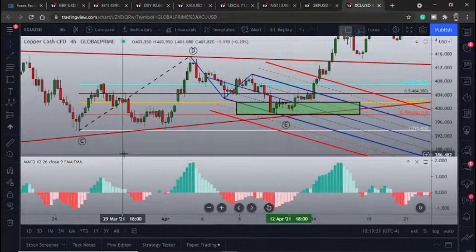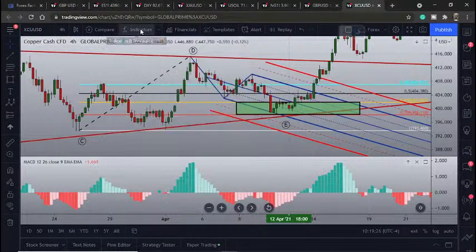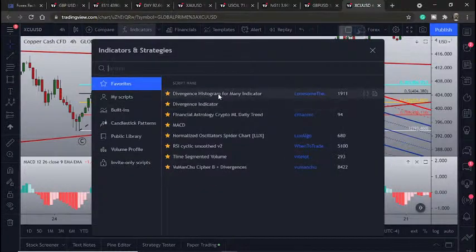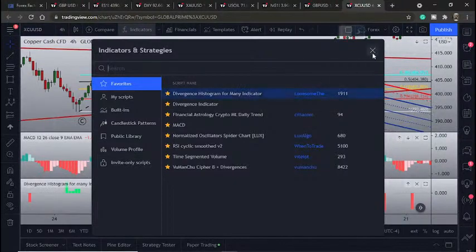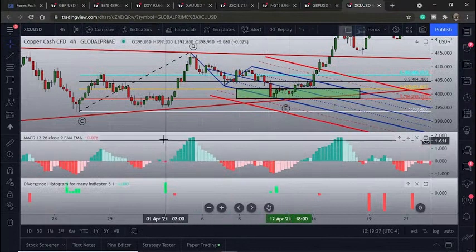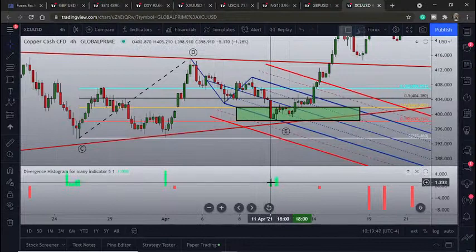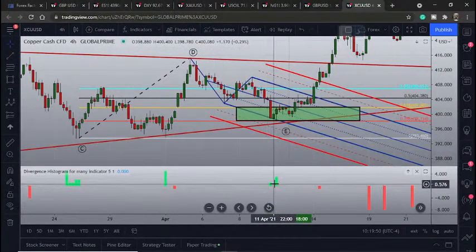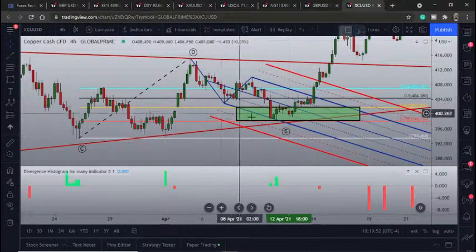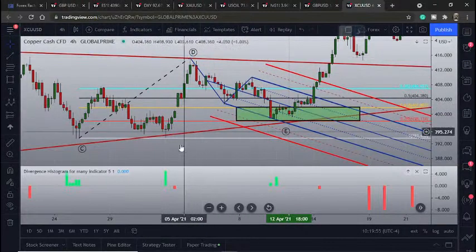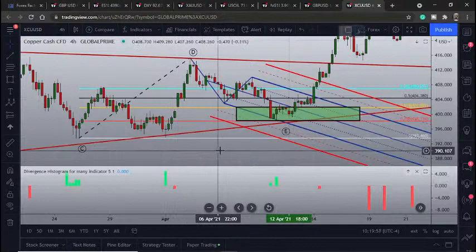So recently, and if you guys are TradingView users, I found this nifty little indicator, which is called divergence histogram for many indicators. And I found that it works especially well at finding divergences. I think he looks at RSI, different momentum oscillators that you might get, and he incorporates all of these to generate these little histogram signals. Green for when you have bullish divergence and bearish divergence at highs, i.e. this red one we have over here.